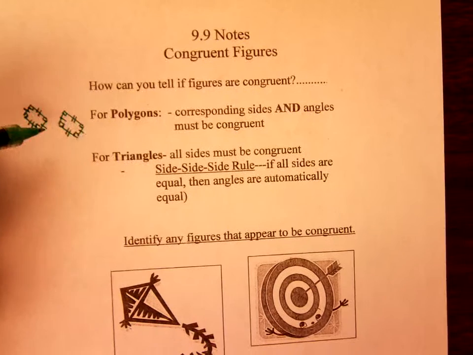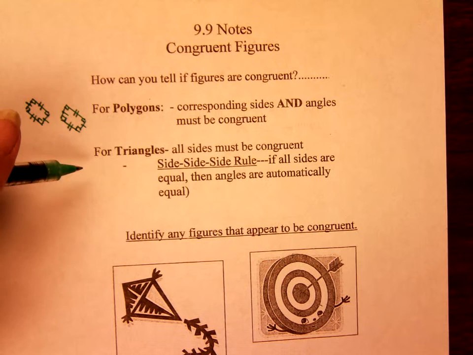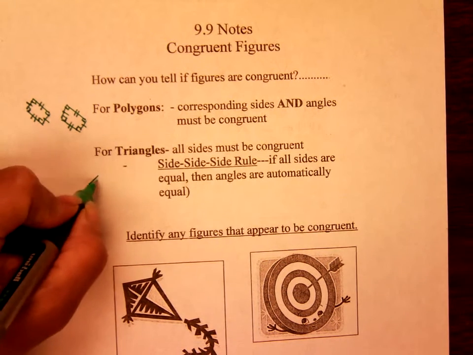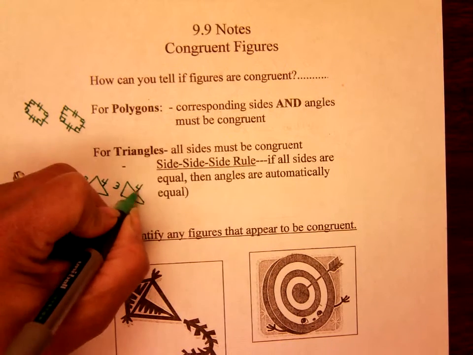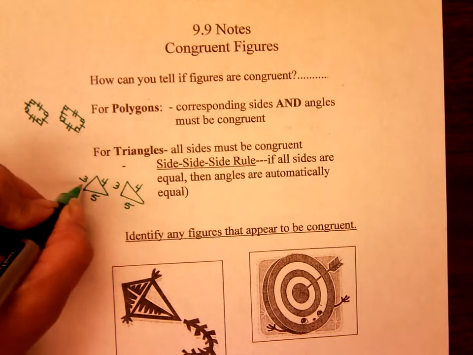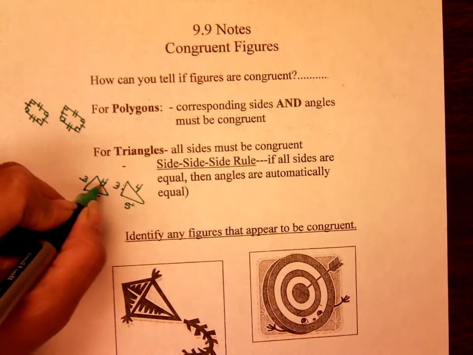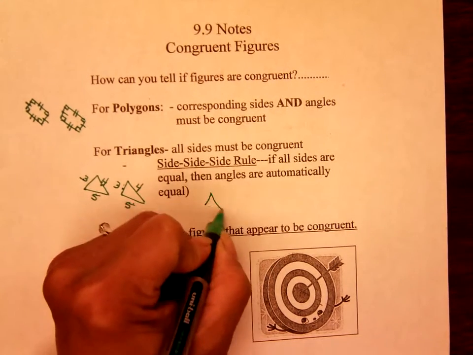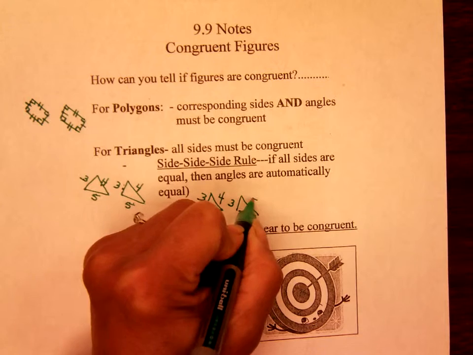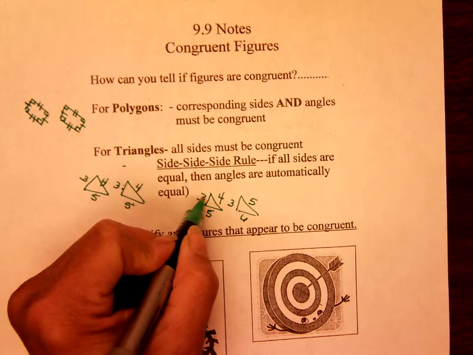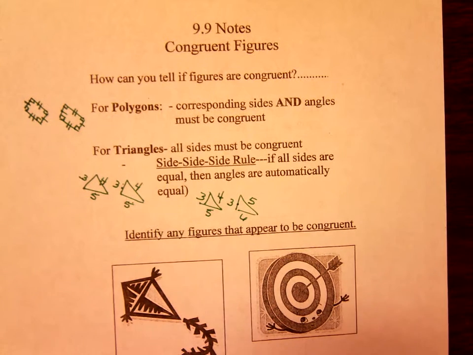For triangles, all sides must be congruent. So side, side, side rule, if all sides are equal, then the angles are automatically equal. So that means that if I have this triangle here, and this is 3, and this is 3, and this is 4, and this is 4, and this is 5, and this is 5, that means that all of these are the same. So this is 3, it matches up with this 3. This 4, this matches. But if I have a triangle, let's say this is 3, this is 4, and this is 5, and this is 3, this is 5, and this is 6, and this length and this length are the same, but this and this are different, then that means that they are not congruent.